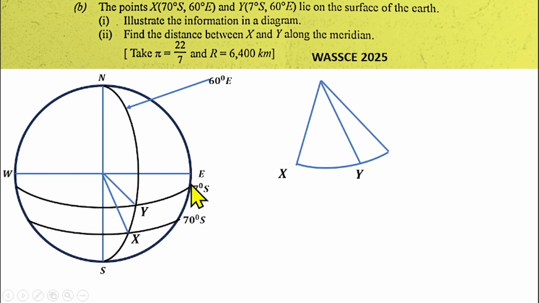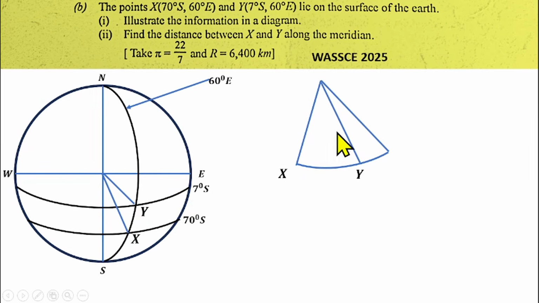So this line we are having here will be the start of our origin, not this one here. Because if you use this one here, you're going to get to 70 before you get to 7, which is wrong in that case. So our aim is to find the angular distance between point X and point Y, which is the angle that is here.